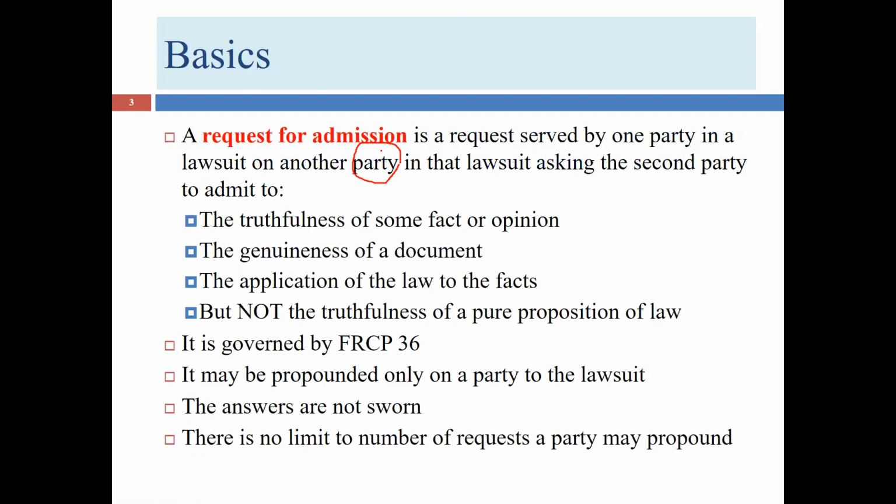And what a request for admission does is that it requires the party who's received it to admit the truthfulness of a particular statement or the genuineness of a document or the application of law to facts. It is not an appropriate request for admission if it is strictly establishing the truthfulness of a particular proposition of law. The Federal Rule of Civil Procedure that applies is Rule 36, which we'll look at in just a moment.